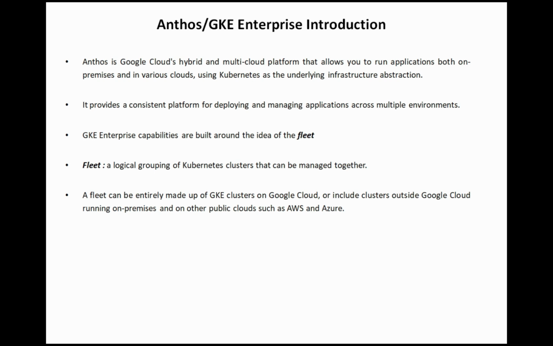Anthos is built completely on the concept of a fleet. So the question may come: what is this fleet? A fleet is a logical grouping of Kubernetes clusters that can be managed together. When we say Kubernetes cluster, it could be GKE, or AKS, or a combination of GKE, AKS, and EKS. All together, we can combine and logically group them into one fleet. We need to remember one thing: a single project can have only one fleet. You cannot create more than one fleet per project.